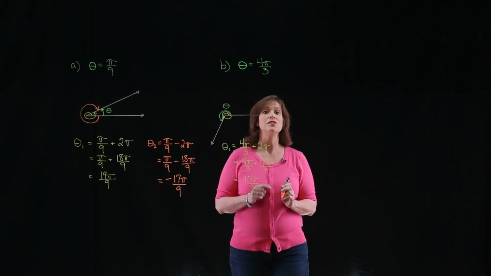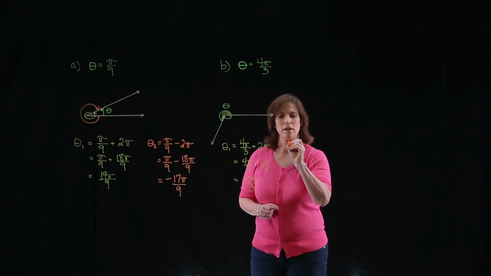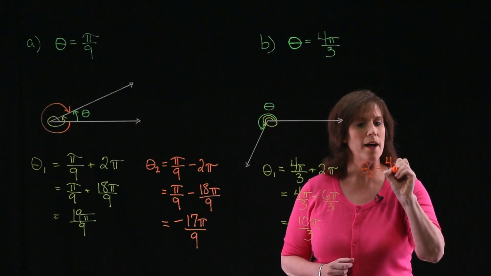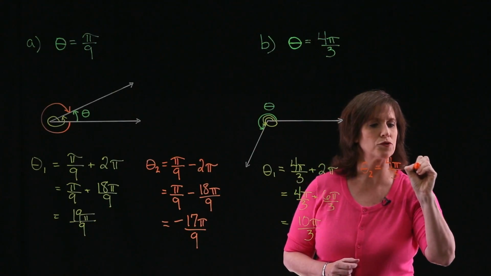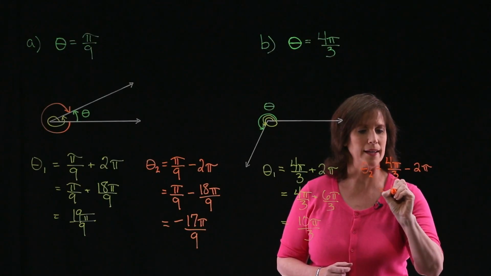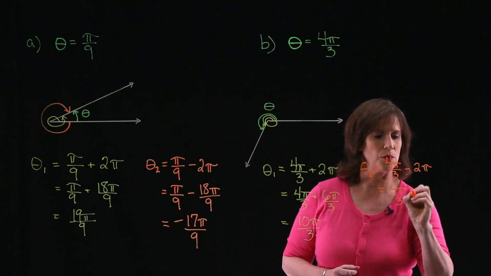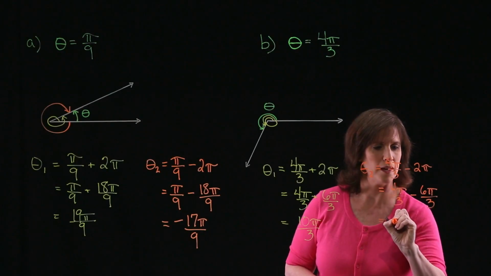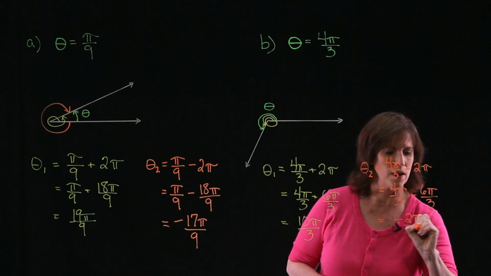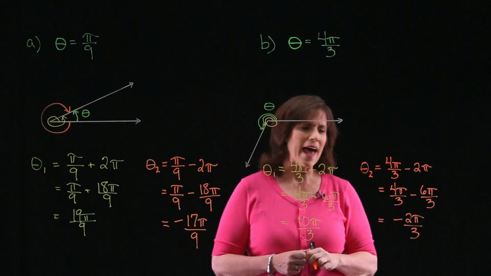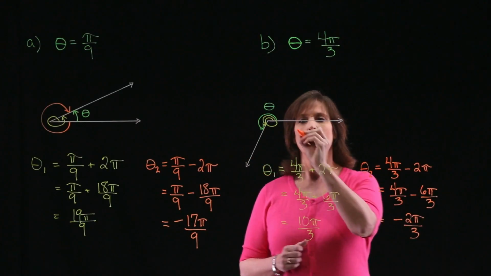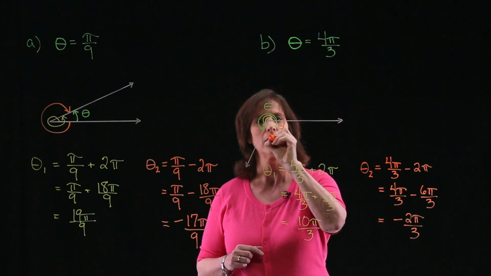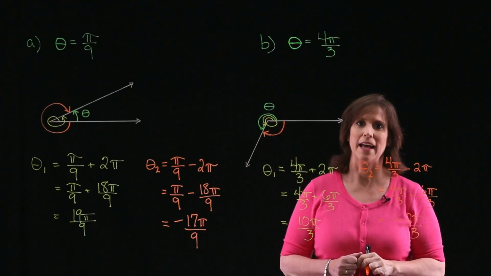Another option is to subtract 2 pi. So we'll say theta 2 is 4 pi over 3, and this time I'm going to subtract 2 pi. Once again, I need that common denominator, so I'll subtract 6 pi over 3, and that leaves me with negative 2 pi over 3. Now, what does an angle that has measure negative 2 pi over 3 look like? I start with the initial side and I rotate in a clockwise direction, and I get my angle negative 2 pi over 3.